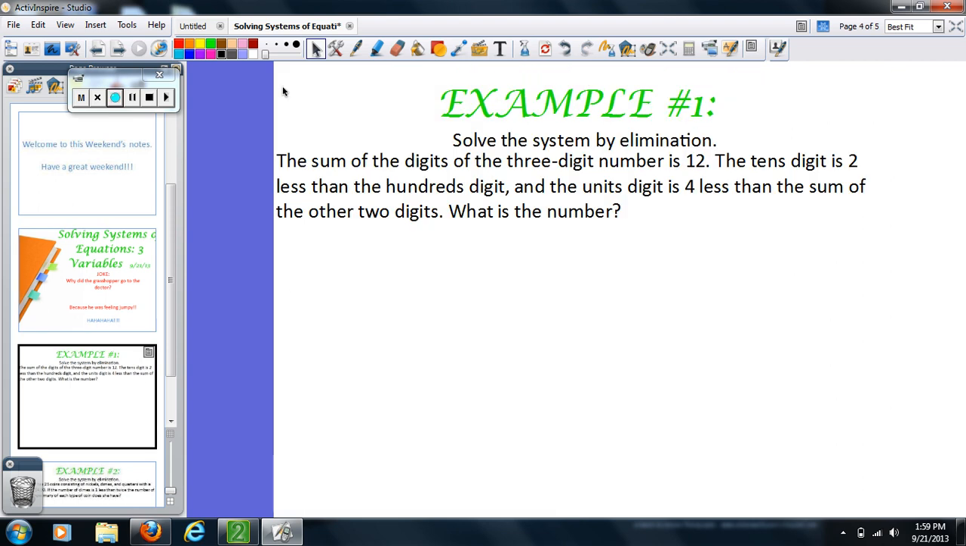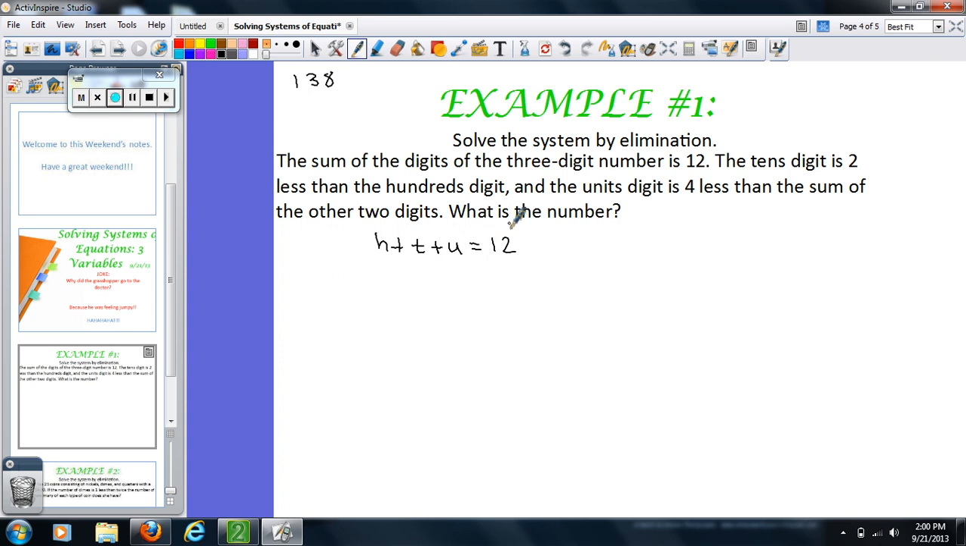So let's go ahead and start here. It says the sum of the digits of a 3-digit number. When you think of a 3-digit number, an example would be like 138. This would be the hundreds digit, the tens digit, and the units digit. So we're going to use those as our variables. It says the sum of the digits, so we're going to say h plus t plus u equals, and it says the number is 12.